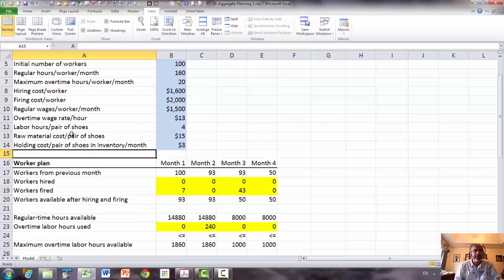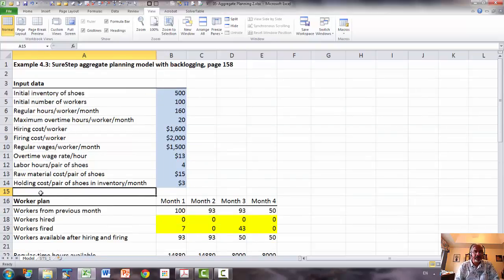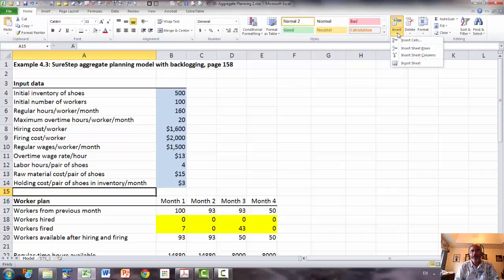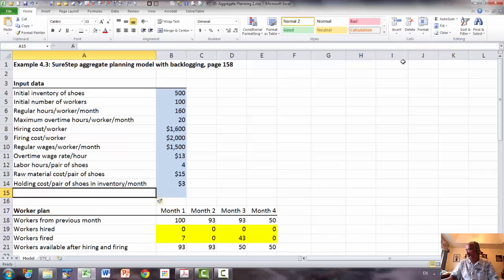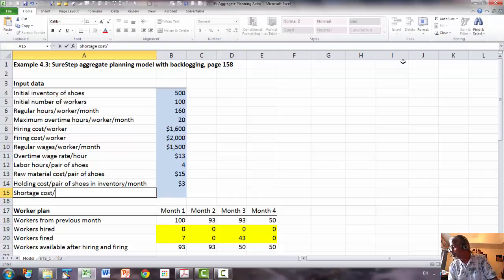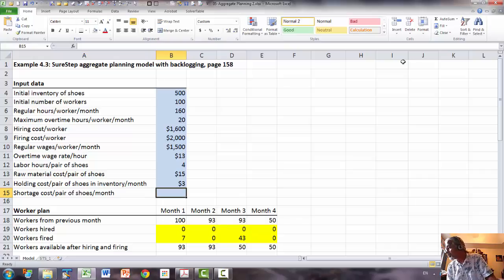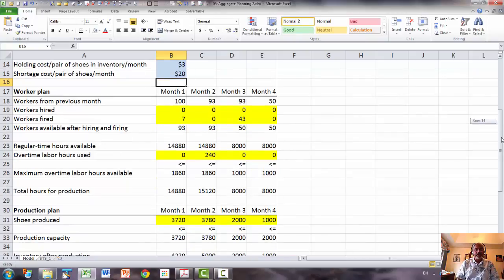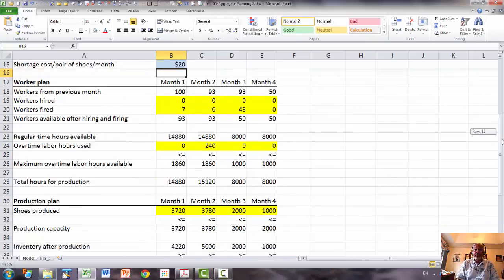Suppose we allow back ordering, then what will happen? So let's make changes to this existing model. I'm going to insert a row here and enter the cost, say shortage cost per pair of shoes per month. And this is given in your textbook to be $20. So now given that, the rest, all of this would be the same.